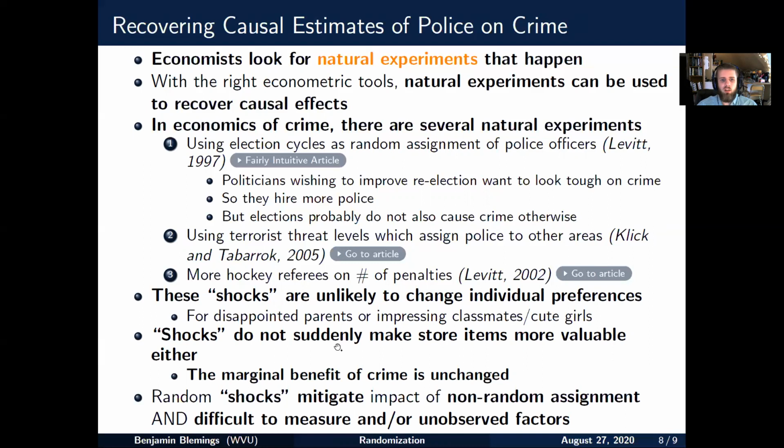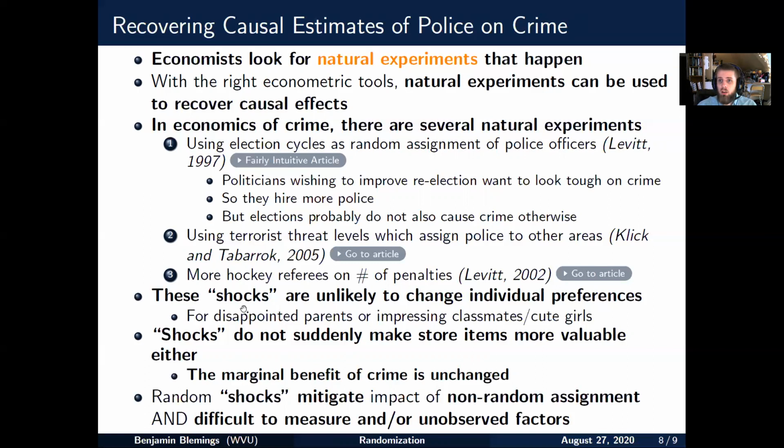These shocks are unlikely to change individual preferences. If it's election time, it's unlikely that that's going to change whether you or your parents are more or less disappointed with you doing something wrong, or your desire to impress your classmates or a cute girl. And I say cute girl because it's pretty much only guys committing crime. It's a pretty established finding in the criminology literature. And shocks don't suddenly make the stolen items more valuable. A terrorist threat doesn't make people want a stolen car more or less.